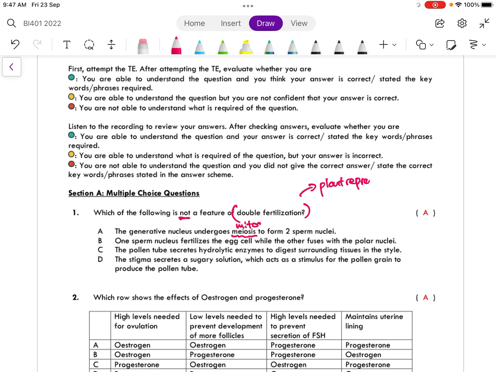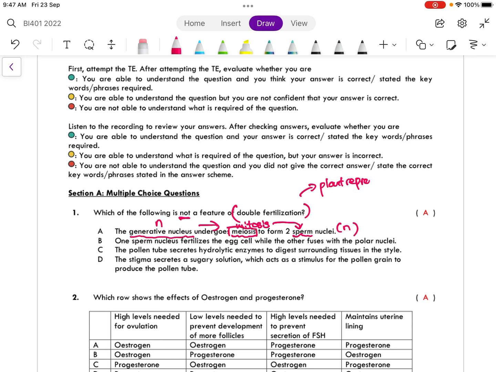It is mitosis. You may be wondering, how can a cell undergo mitosis to form sperms? Well, actually in plants, how sperms are formed is a bit different. Meiosis happens way before the generative nucleus exists. So rather, a generative nucleus is formed as a result of meiosis. Therefore, the generative nucleus is already haploid from its starting point because it was formed through meiosis. The generative cell then undergoes mitosis to form two sperm nuclei. Both of them are haploid. So the key thing to take note here is the meiosis part.